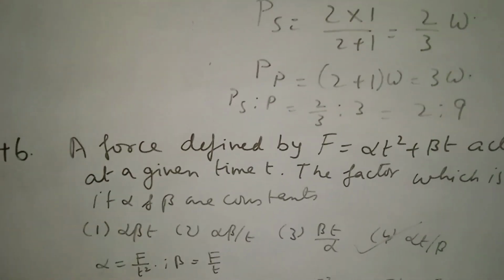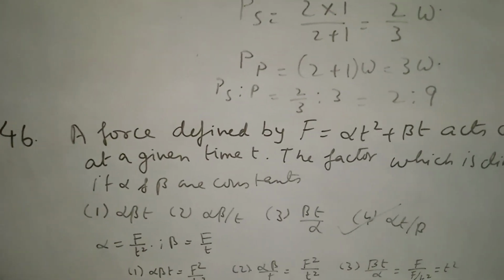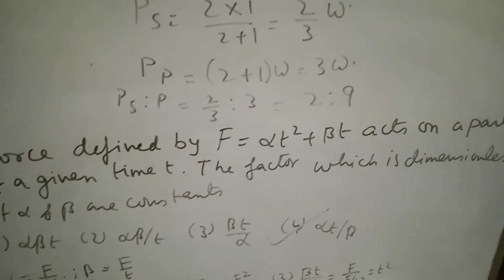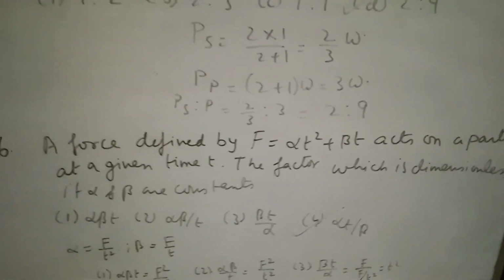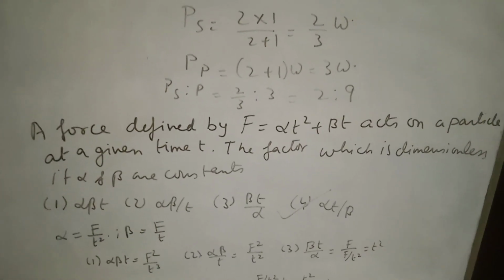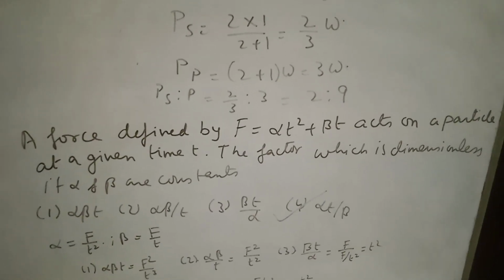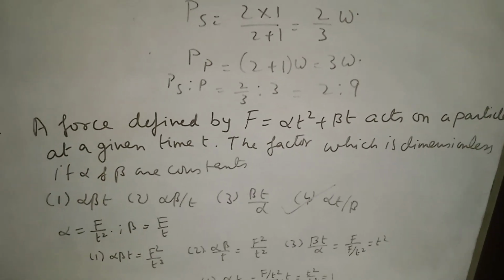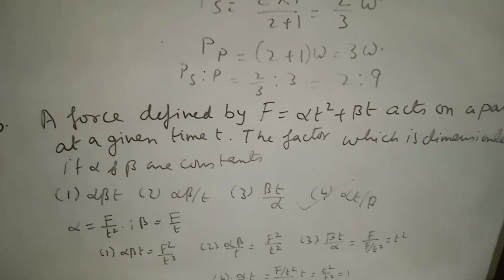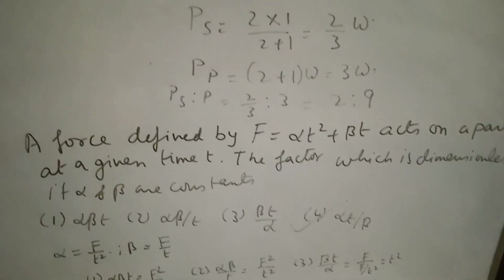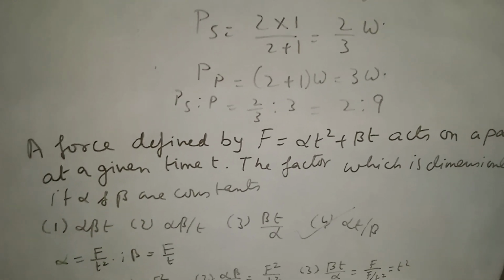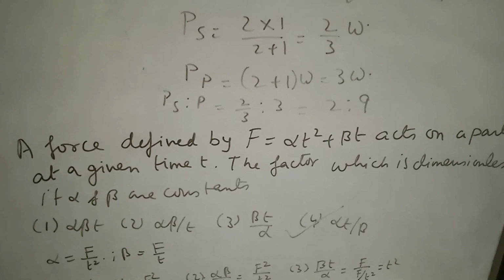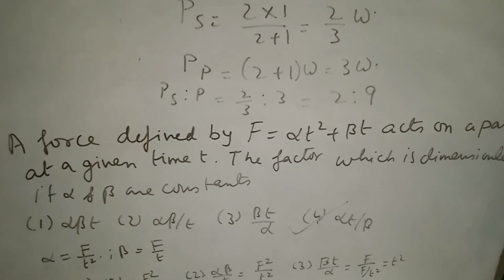Next question, 46. A force defined by F equals alpha t square plus beta t acts on a particle at a given time t. The factor which is dimensionless, if alpha and beta are constant. So option 1 is given alpha beta t, number 2 alpha beta by t, number 3 beta t by alpha, and number 4 alpha t by beta.